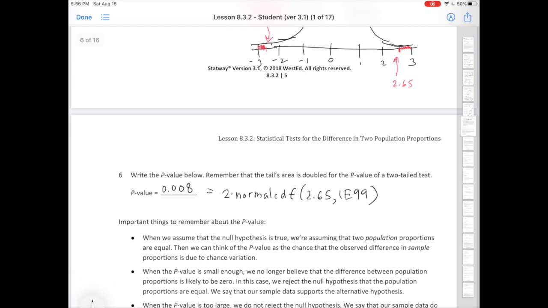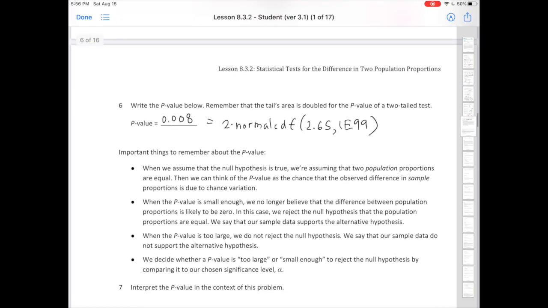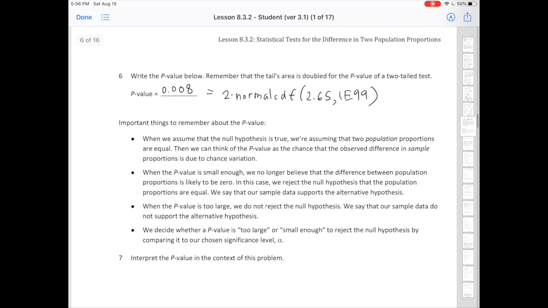Okay, so let's keep going here. Important things to remember about the p-value. When we assume that the null hypothesis is true, we're assuming that 2 population proportions are equal. Then we can think of the p-value as the chance that the observed difference in sample proportions is due to chance variation. When the p-value is small enough, we no longer believe that the difference between population proportions is likely to be 0. In this case, we reject the null hypothesis that the population proportions are equal. We say that our sample data supports the alternative hypothesis.